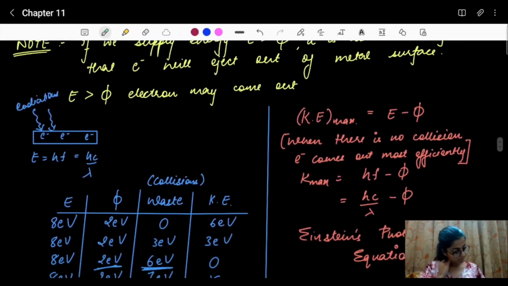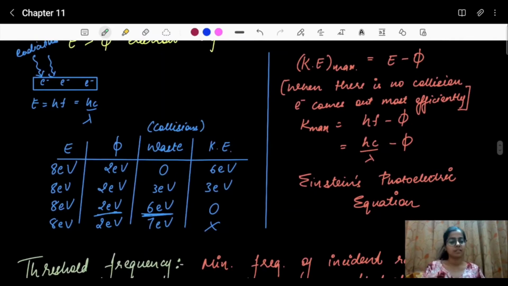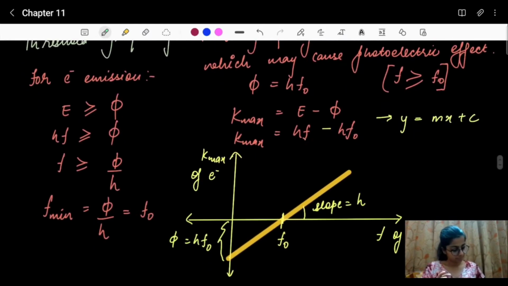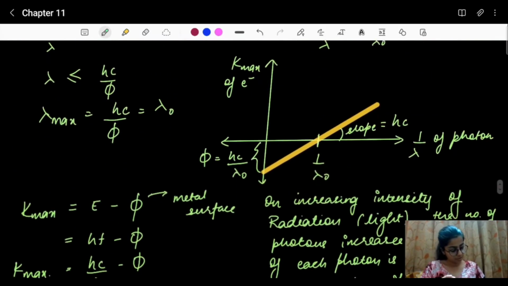After that, we discussed Einstein's photoelectric equation, that is, the maximum kinetic energy that an electron can have is E minus phi, where E is the energy of the photon and phi is the work function of a particular matter. When there is no collision, the electron comes out most efficiently, and in that case the electron can have maximum kinetic energy, that is E minus phi. Then we discussed threshold frequency and threshold wavelength. So all those discussions we have completed.